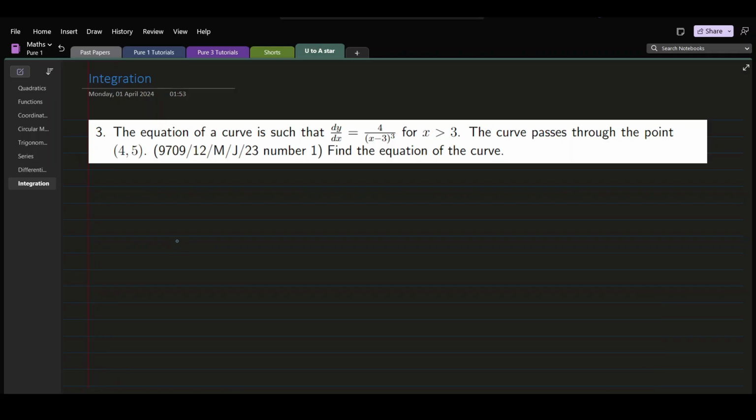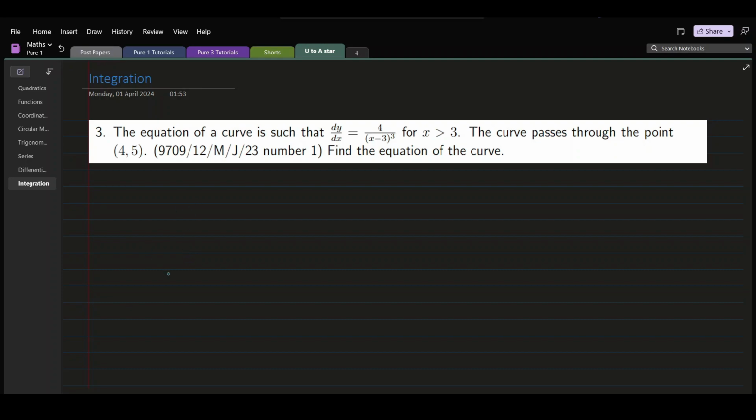Let's get into it. The equation of a curve is such that dy dx is equal to 4 over (x minus 3) cubed, for x is greater than 3. The curve passes through the point (4, 5). Find the equation of the curve.